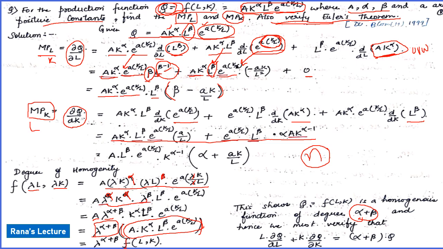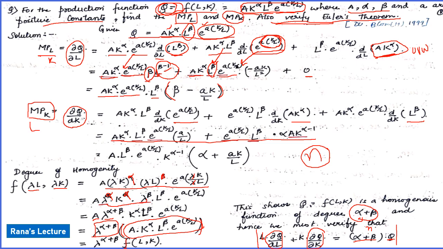In order to verify this Euler's theorem, we have already done this. How do we verify it? We verify it by this formula. Labor into this, what is this? Marginal productivity of labor plus capital into marginal productivity of capital is equal to the degree of the function into the original function, right? This is also n into q, that is n into z, whatever the function is, right?